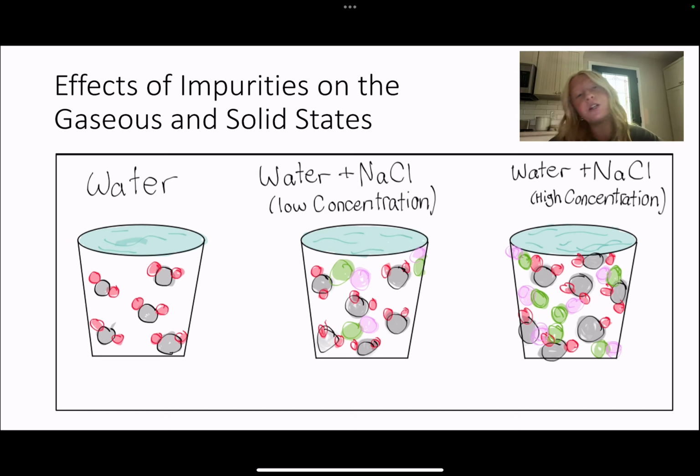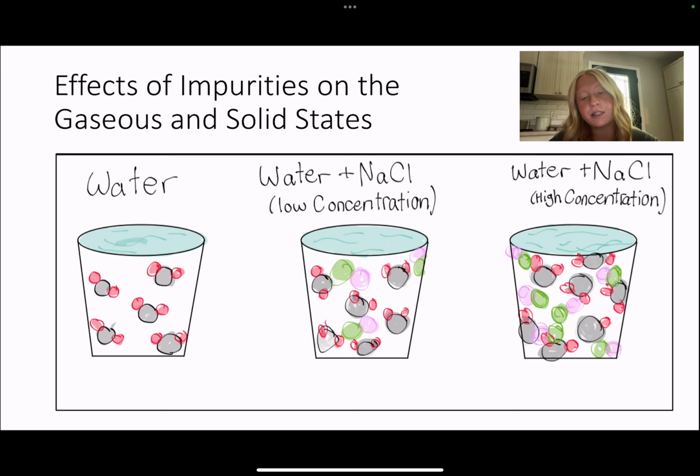And finally, I want to talk about the effects of impurities on the gaseous and solid states. For this example, I've drawn water with a low concentration of salt, and water with a high concentration of salt. I've stressed throughout this whole presentation that water is distilled and without impurities. This is because pure water has a known freezing and boiling point, the point at which it becomes ice or gas. If impurities are present in the water, they can alter the freezing or boiling point.